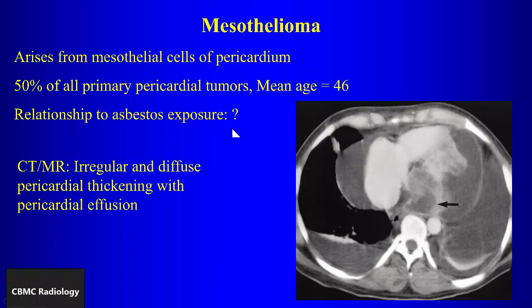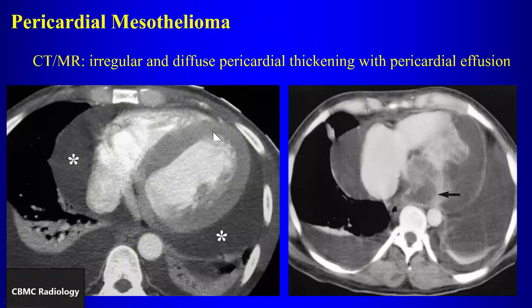So they arise from mesothelial cells. We know that mesotheliomas in the chest wall of the pleura are associated with asbestos, not so clear about pericardial mesotheliomas, but ugly looking tumor with pericardial effusion. So that could be pericardial mesothelioma. Okay?